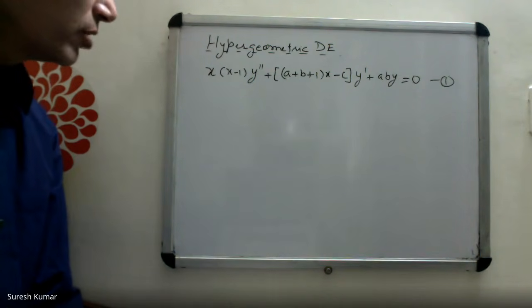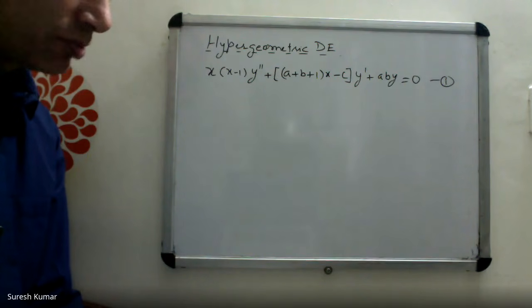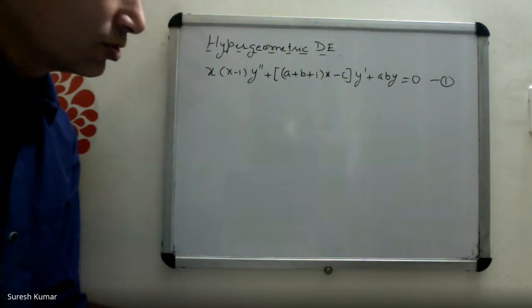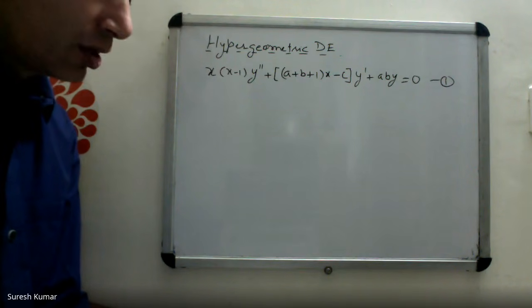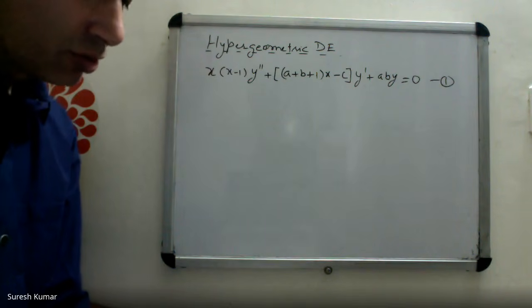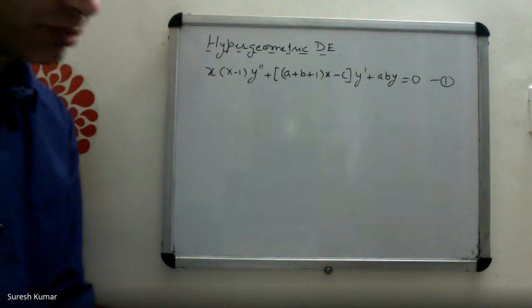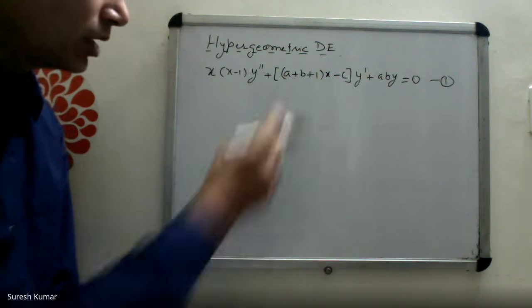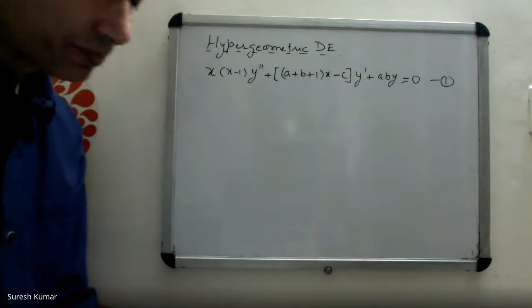A differential equation of the type x(x minus 1) y double prime plus ((a plus b plus 1)x minus c) y prime plus aby equal to 0 is the hypergeometric differential equation. You will come to know soon why we call it hypergeometric. Here a, b, c are constants.